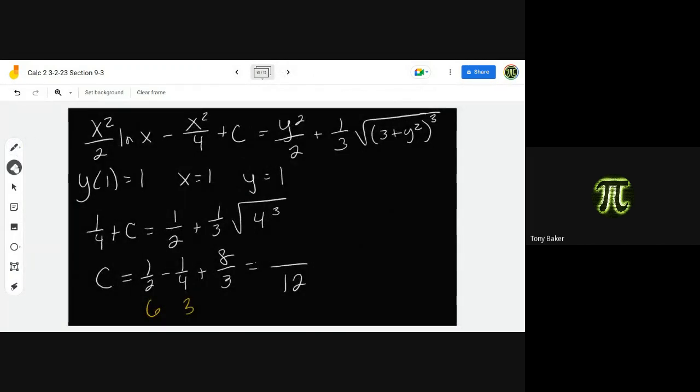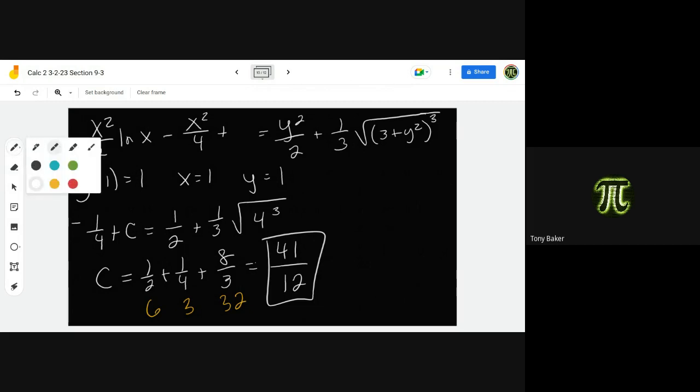So what happens when I switch screens? Okay. And then 8 would be 24? Yeah, 32. Multiplying it by 4. So 32 plus 9 is 41. So C is 41 over 12. So I can just replace that C with 41 over 12. And that's my final answer.